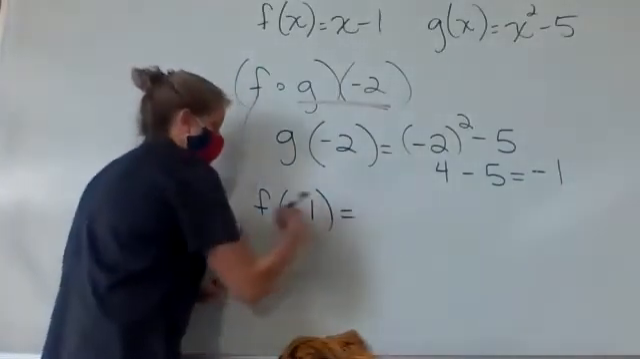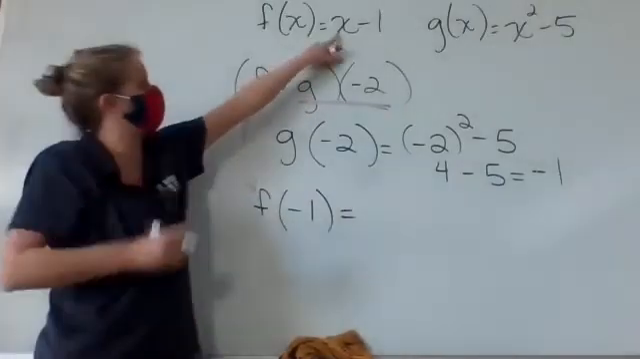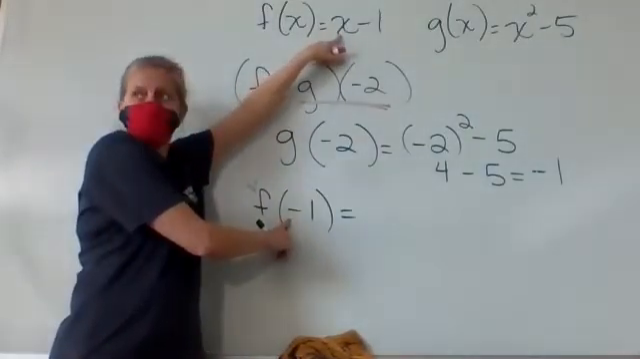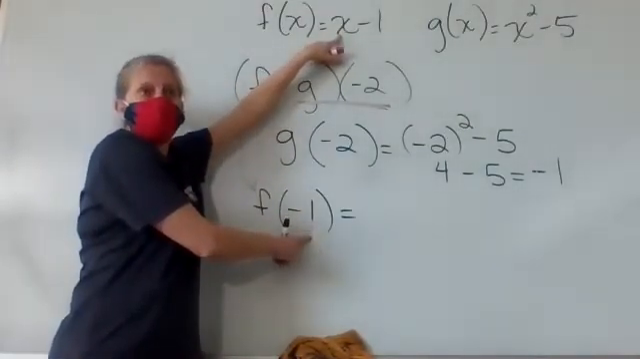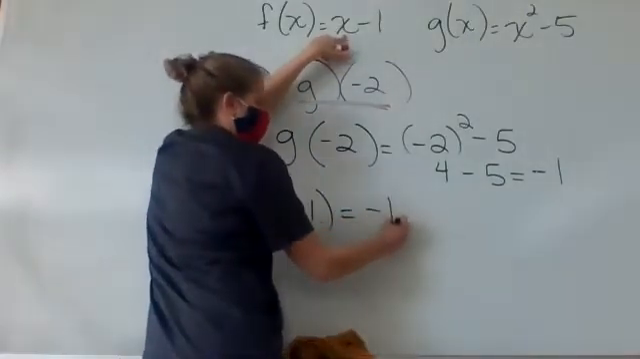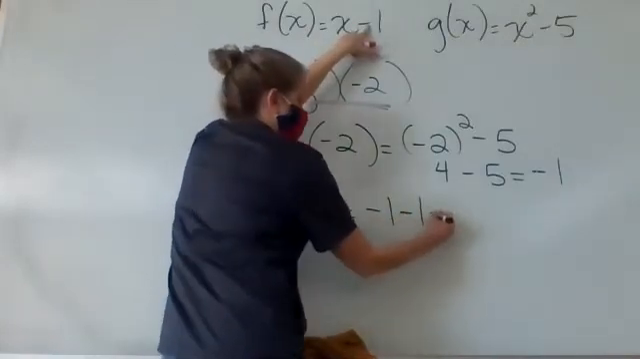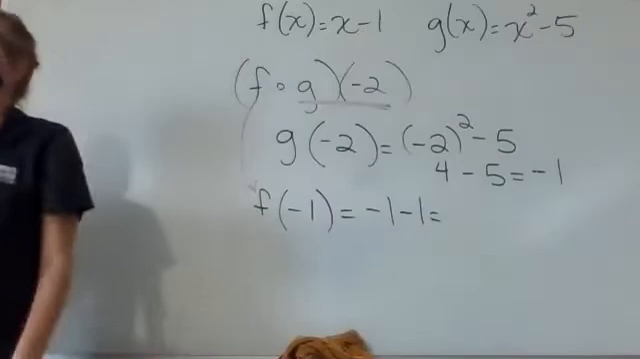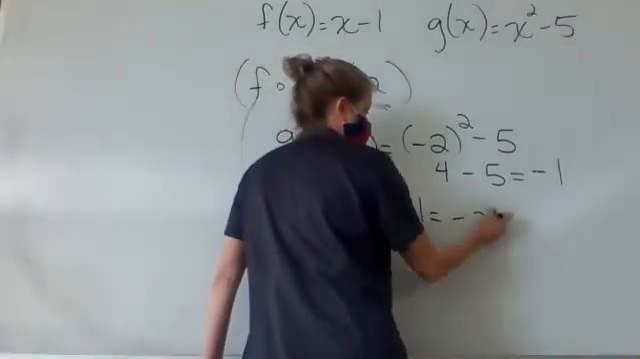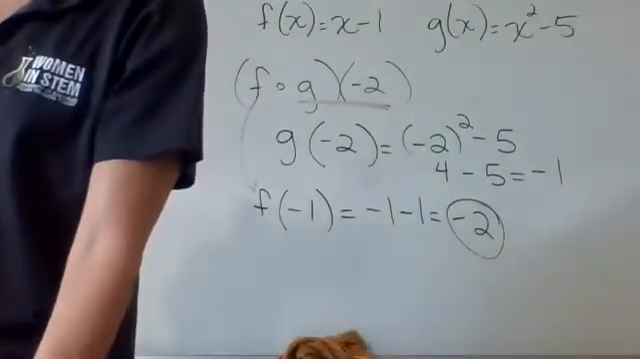So now, just like always, what does this mean to do? Go to my f function, which is this one right here. And what do I put in place of its x? Negative 1. So there's my x right off the bat, right? Instead of writing an x, I write negative 1. Bring down the minus 1, and then do that math. So negative 1 minus 1 gives me negative 2. That's your final answer.